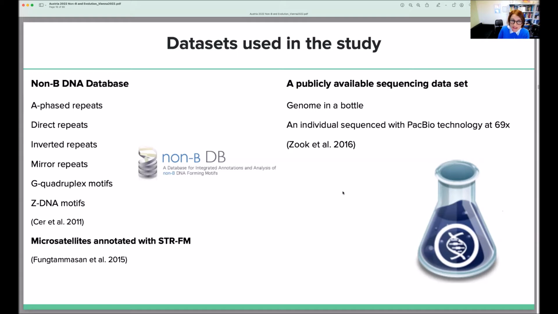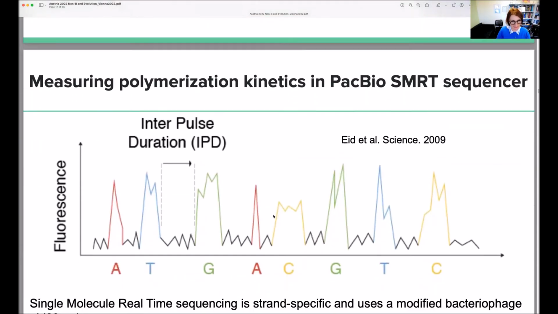And then we used a publicly available sequencing data set from the Genome in a Bottle Consortium. This was in 2016 when this data set was released, and a single human individual was sequenced with PacBio technology at 69x. So this is still a very large data set. It's still used in many genomic studies. So we took advantage of this completely publicly available data set.